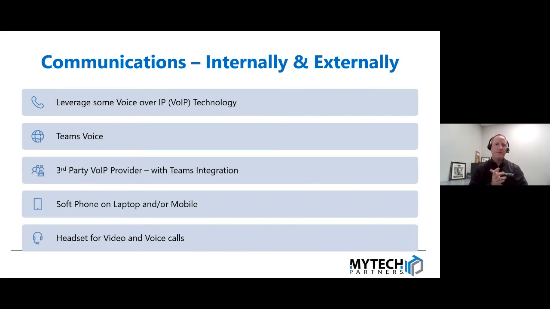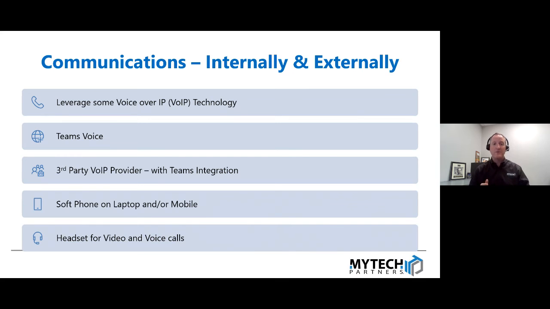Lastly, before we go to the review, is communications internally and externally. One of the things we found is that a lot of organizations have adapted to using something like Teams for all internal communication, but what about external communication? So consider leveraging some sort of voice over IP technology. Teams Voice has that. But there are other third-party voice providers that also integrate with Teams. So if you're trying to use Teams, there's some solutions that integrate there.